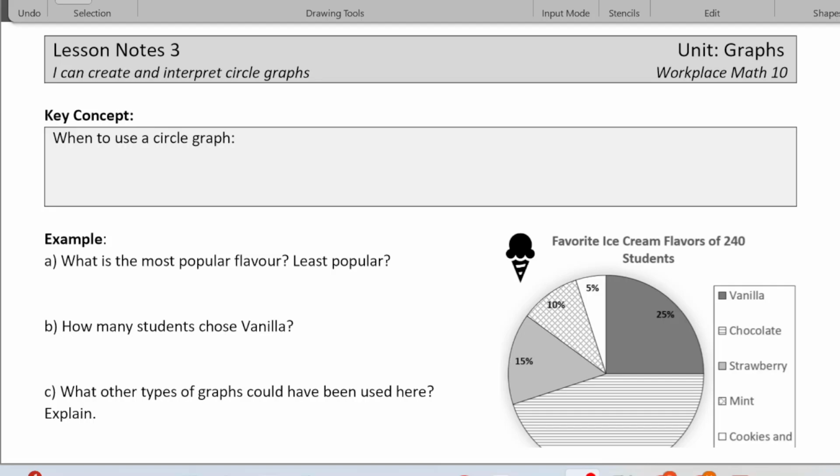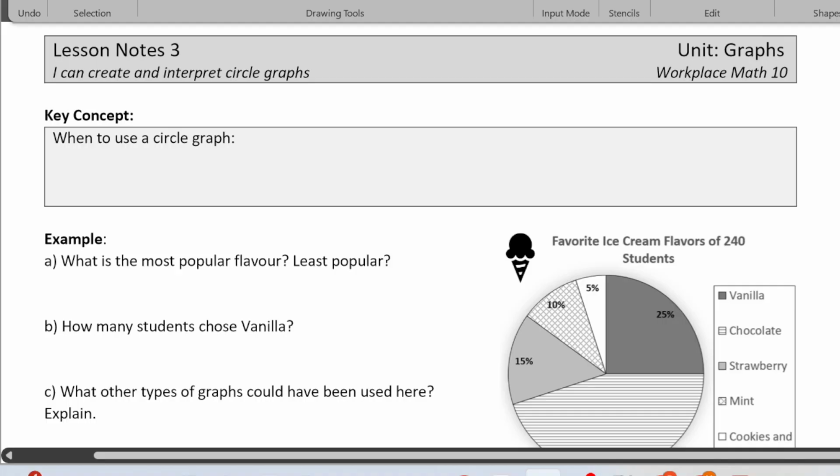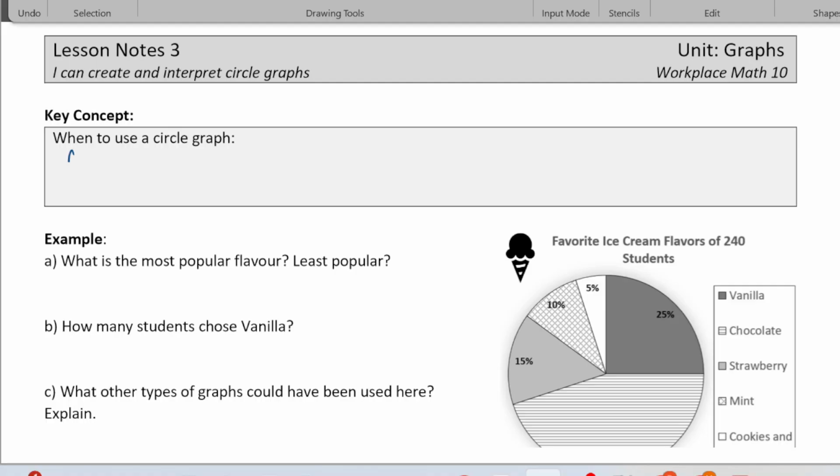Okay, so we're going to do a lesson here on circle graphs in the graphing unit for Math Workplace 10. So let's talk about first when to use a circle graph. You can use a circle graph for the same types of graphs you can use bar or pictographs for. You want to use it when you're comparing categories.